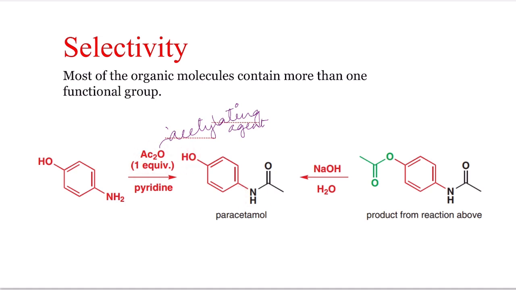If you take excess of acetic anhydride, both the OH as well as the NH will get acetylated, so we have N-acetyl and O-acetyl. If we get the diacetylated product, we can use sodium hydroxide for the hydrolysis of the O-acetyl group to get back the paracetamol.